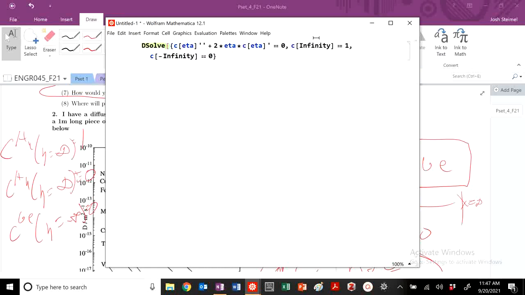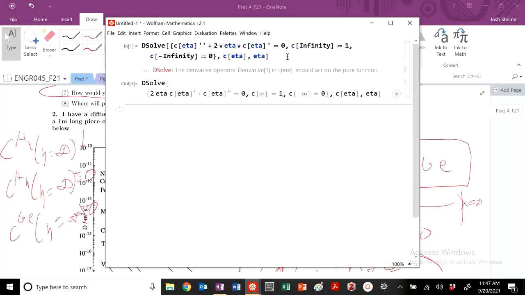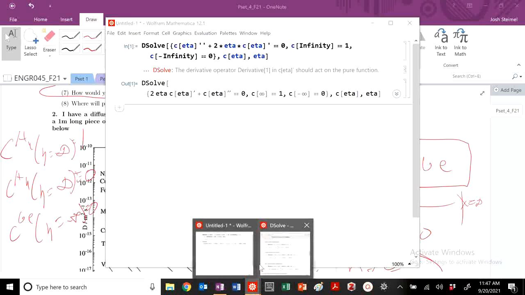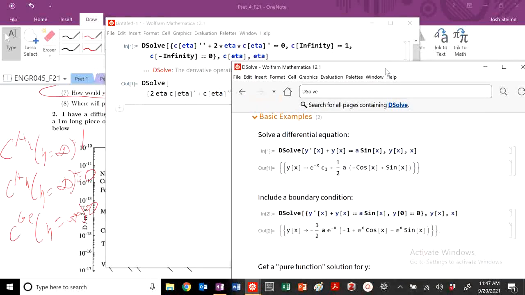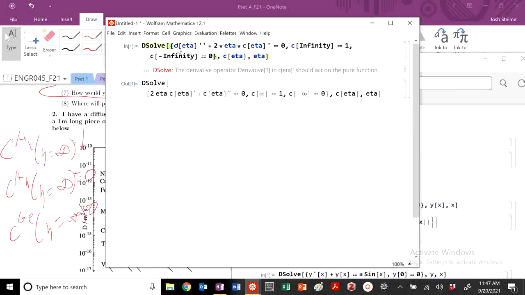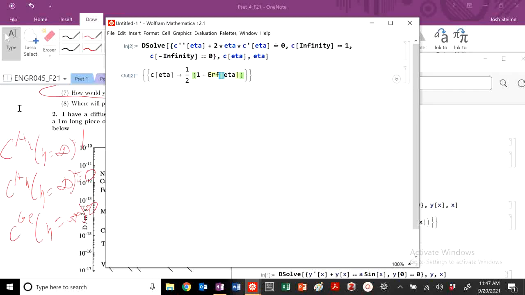And voila, now I need to do, again, C is a function of eta, and oops. Let's see, I probably messed up. So let's go look back at that help menu. Again, always nice to see. So I've got my dsolve. I need to type that right in the front. There we go. And voila, I've got my function. So I could plug that in.